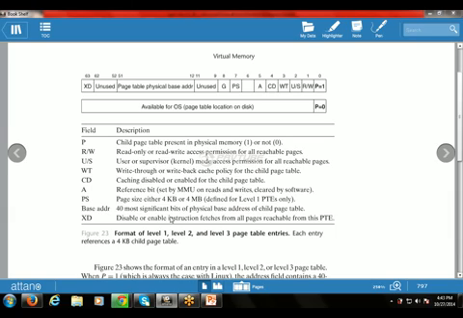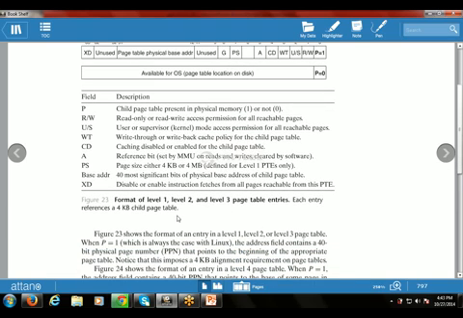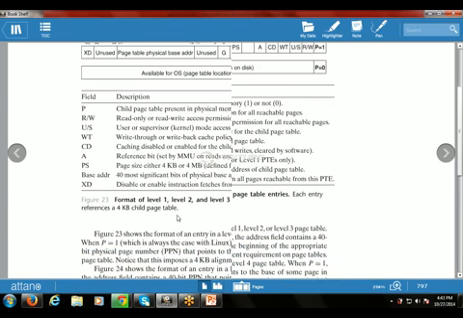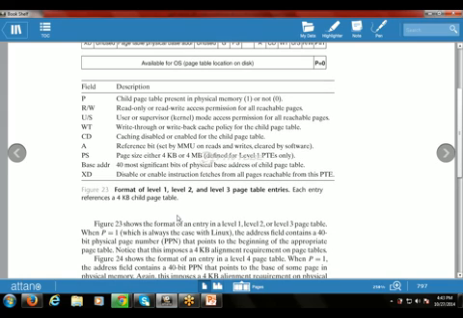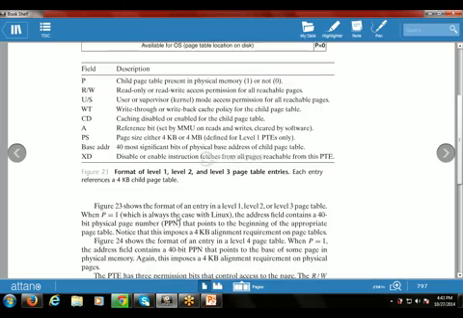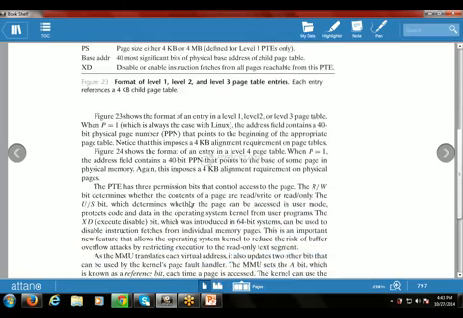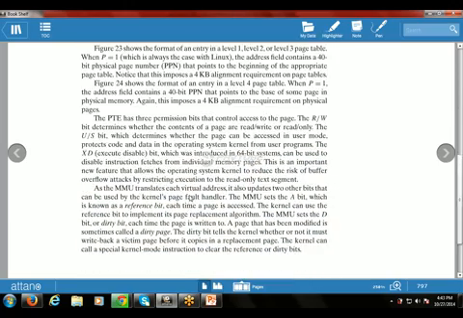Then there is the page address. Page address means the address of the page that is used for the child page table. Then XD, which is used to disable or enable instruction fetches from all the pages. So these are the multiple fields and descriptions that show how entries are made in the child page table. Now let's see with the help of some PPTs.